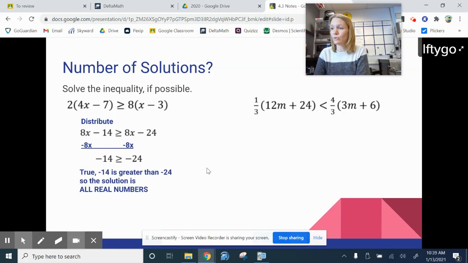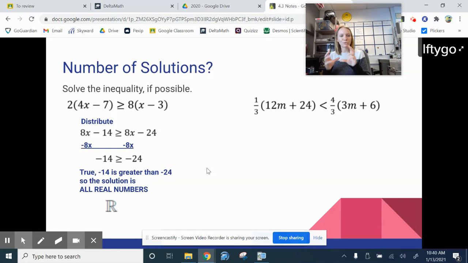That's true. Negative 14 is greater than negative 24. Negative 14 is closer to 0 than negative 24 is to 0. So the statement is true. The solution is all real numbers.